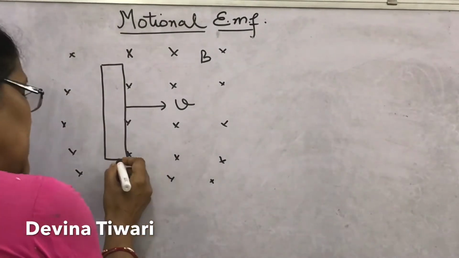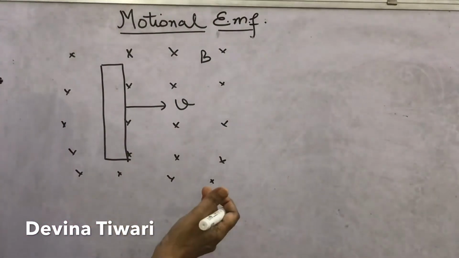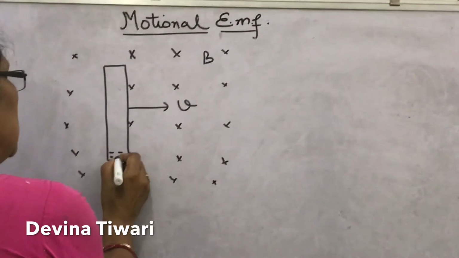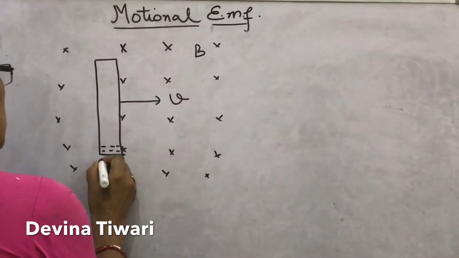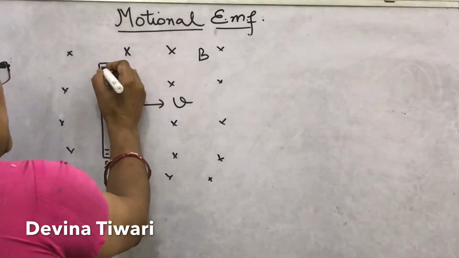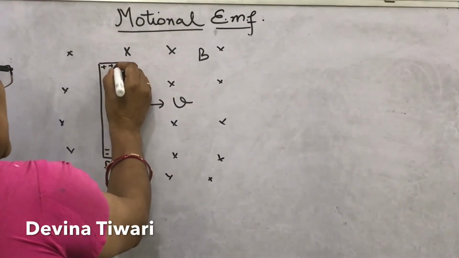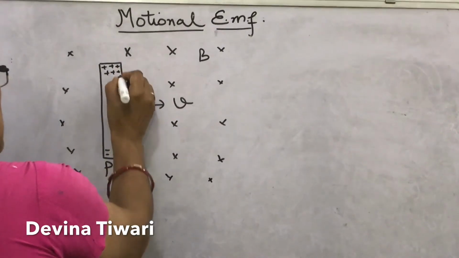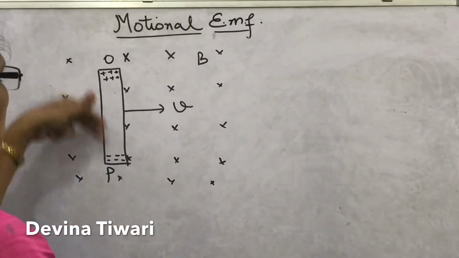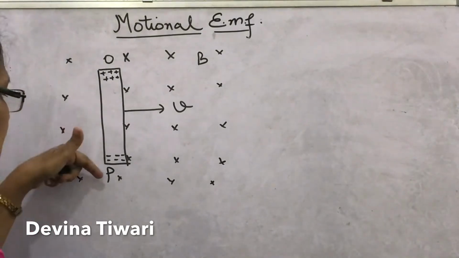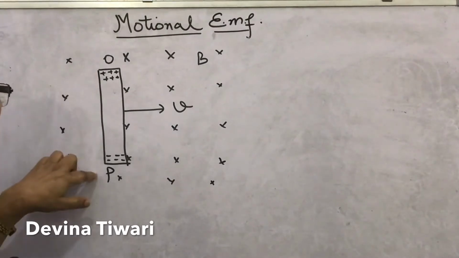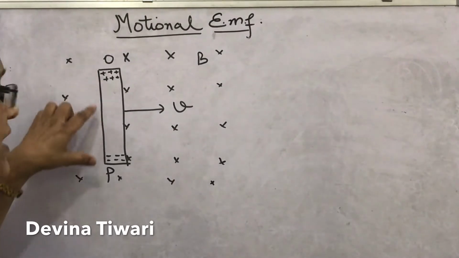Since electrons are free to move, they accumulate at this end, suppose this end is P, which will become negative, and equally positive will be the other end, call it Q, from the atoms from which the electrons are detached and accumulated here. And look, this is the potential difference developed across the ends of the rod.